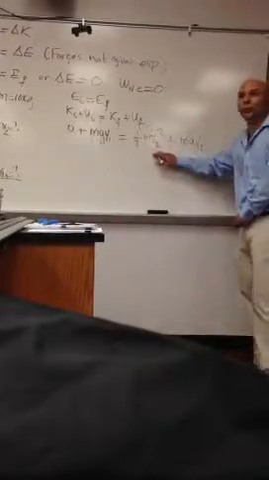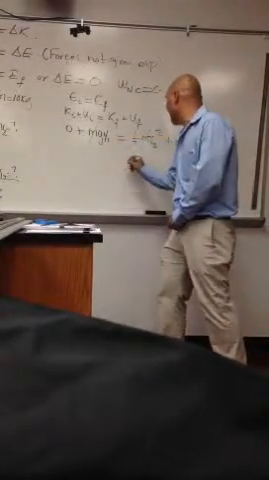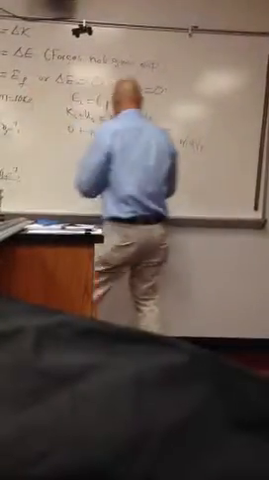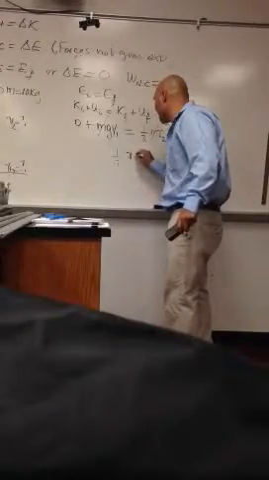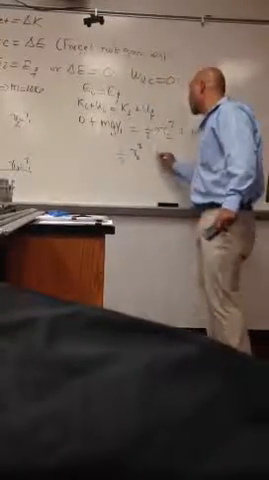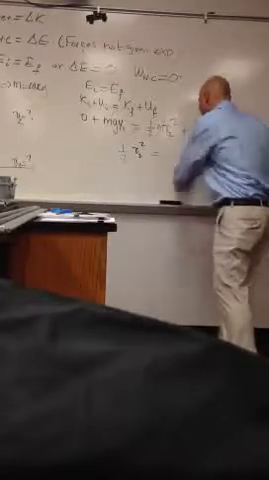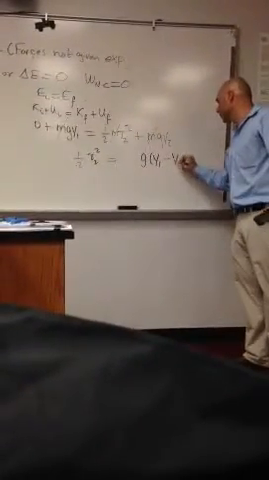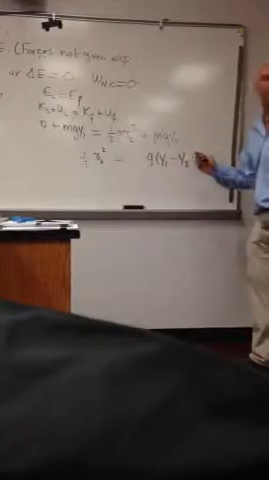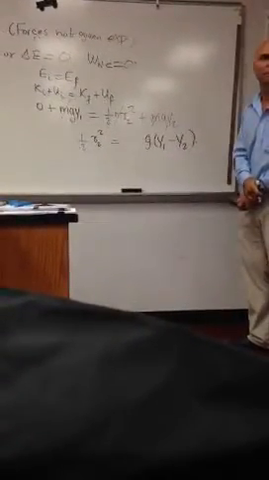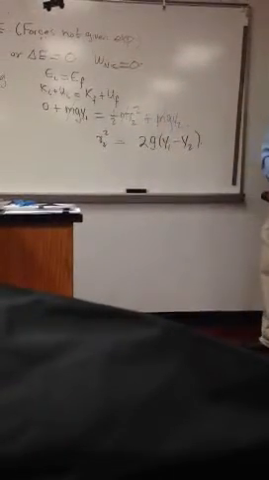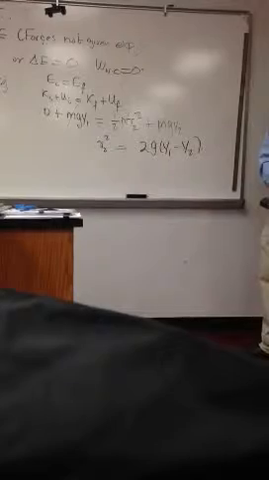If I am looking for V2, so what do I do? I move this to the side, I get 1/2 V2 squared equal to g y1, and I subtract y2 to the other side. And then what do I have to do? I multiply by 2 both sides, right? And now what do I do? I find the square root.